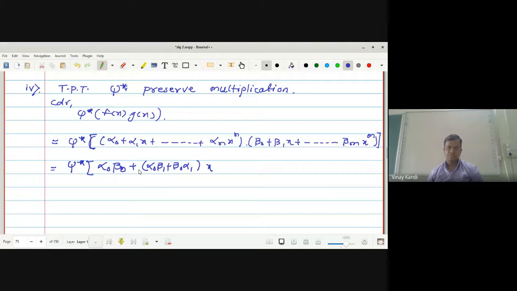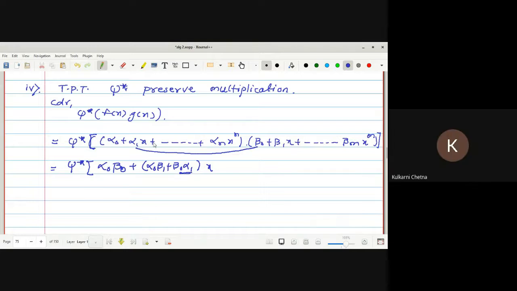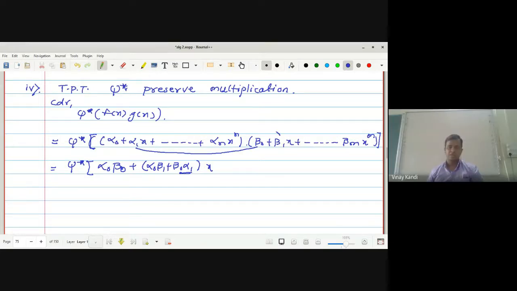Coefficient of x: alpha 1 beta naught, and beta 1 alpha naught. This is the coefficient of x. Write down neatly: so the coefficient of x is alpha naught beta 1 plus alpha 1 beta naught, into x, plus up to so on.